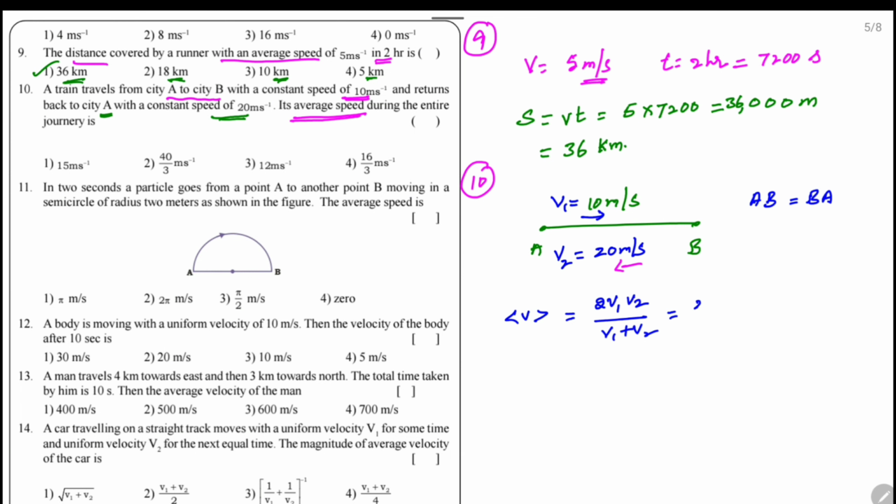So therefore 2 times 10 times 20 divided by 10 plus 20, which is equal to 400 divided by 30, which can be written as 40 over 3 meter per second. That's all. So your answer is 2.